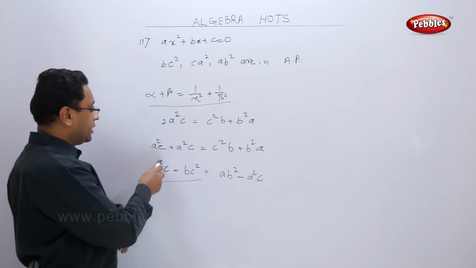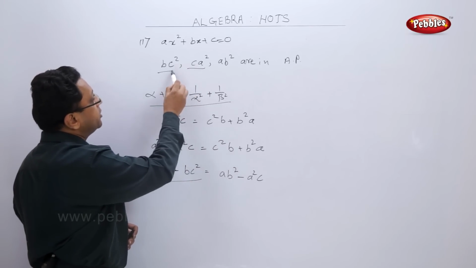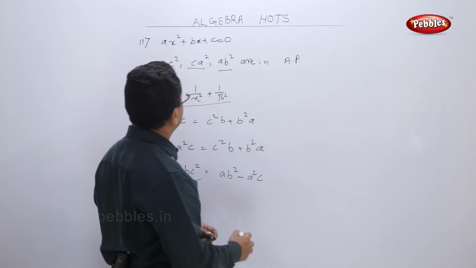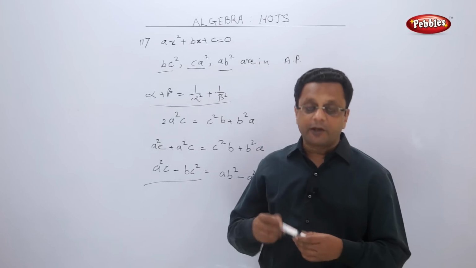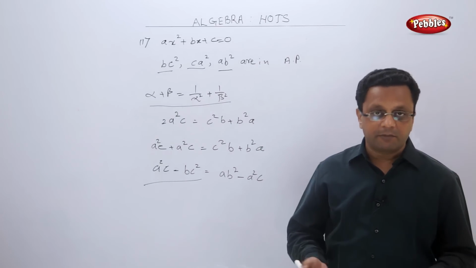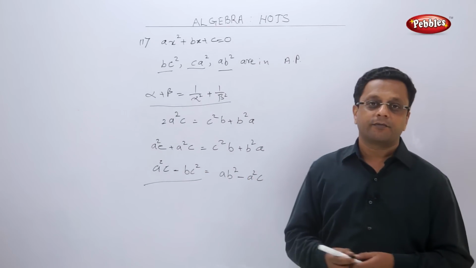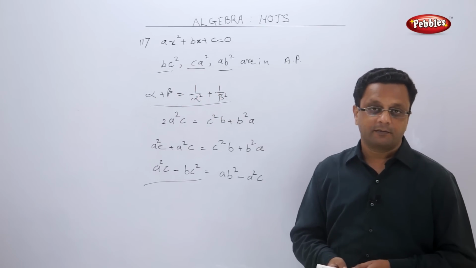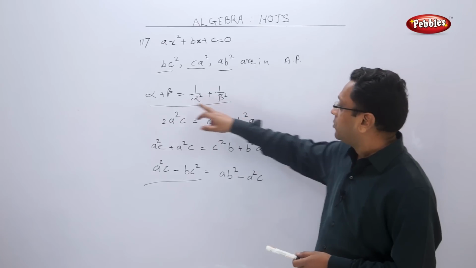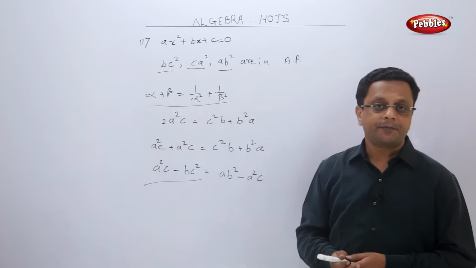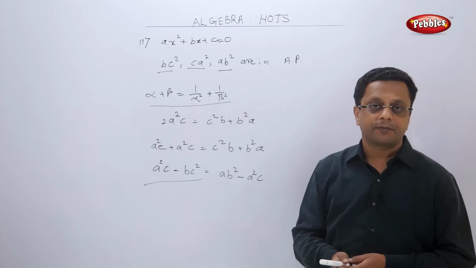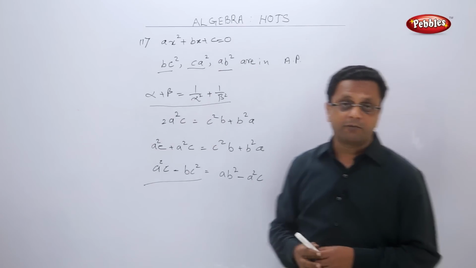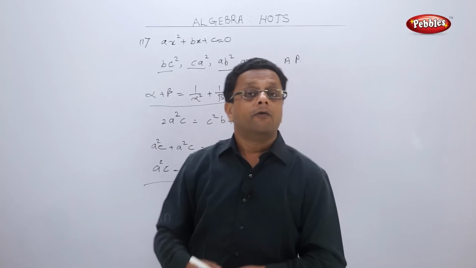Now can you see that a square c minus bc square and ab square minus ca square. Since the difference between two consecutive terms is same, these three terms are in AP. Very simple. Just you should be able to find out this. This is what the tricky part is. So just don't get confused, since quadratic equation and arithmetic progression both came into one example.